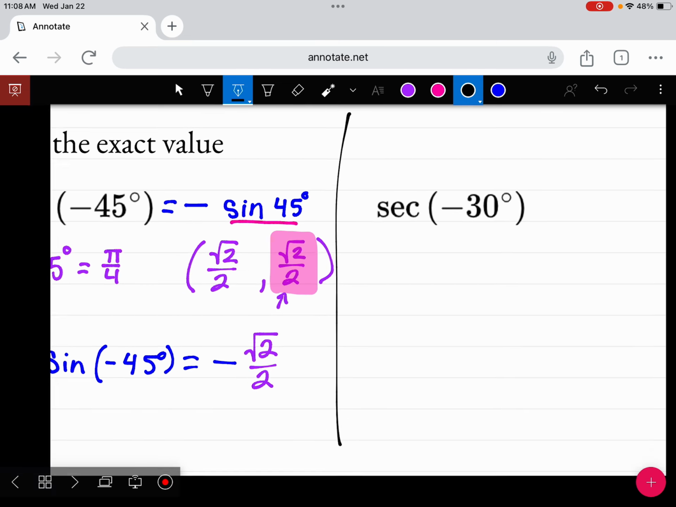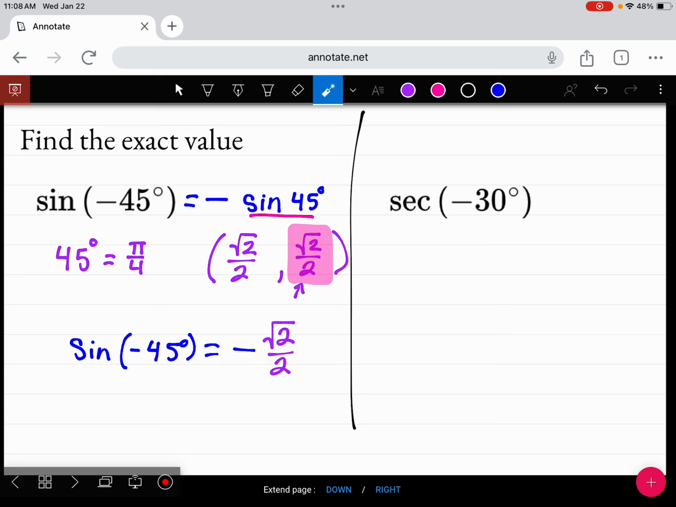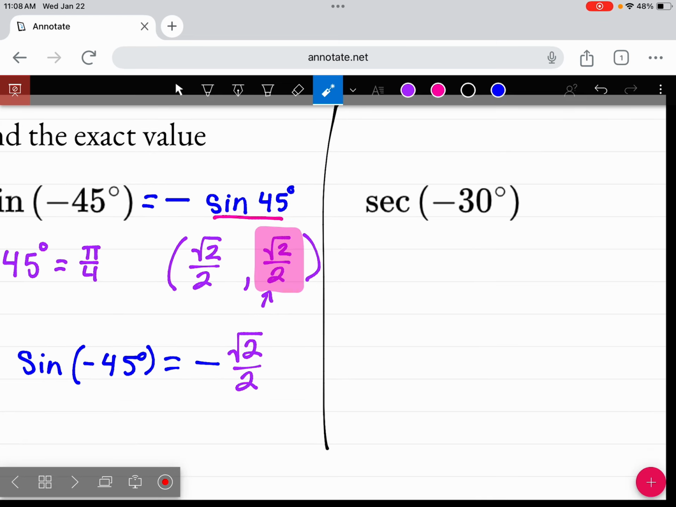So sines change signs. So when we had our negative 45, that means it's changed our y to be negative. So if we have a negative angle here, I can find the sine of positive 45 and just make it be negative. So sines change signs, cosines don't.